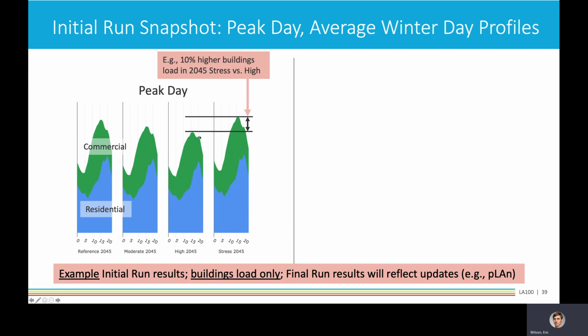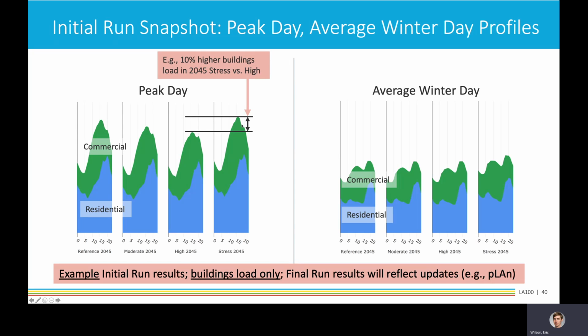So you can look at the difference between, for example, high and stress, and see that high had a high level of energy efficiency and a high level of electrification, but stress had a low level of energy efficiency and a high level of electrification. There was about a 10% difference between those 2 scenarios on this particular day. And then similarly, you can look at an average winter day when there's a lot less difference between the scenarios. Again, this is just one way of looking at the results.